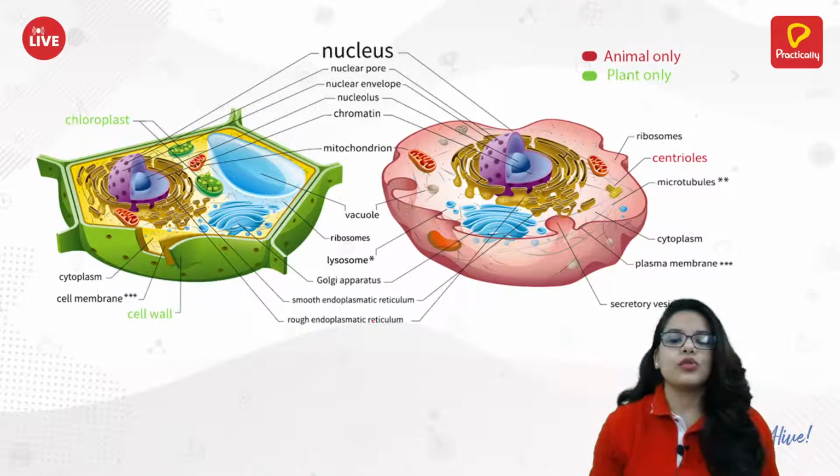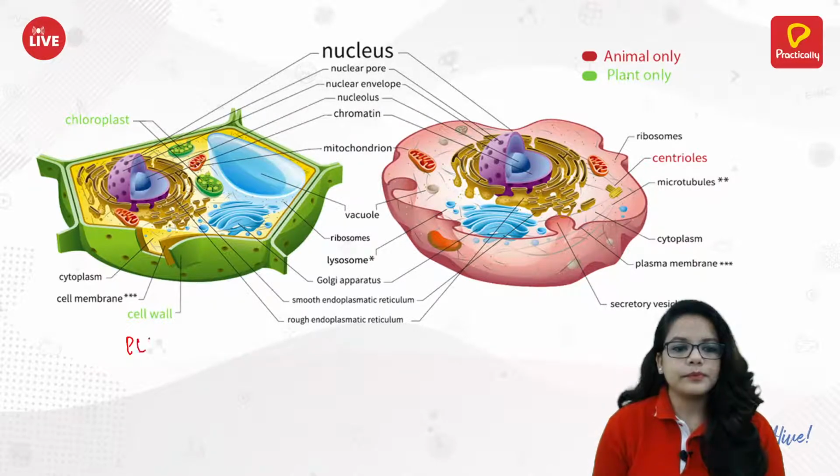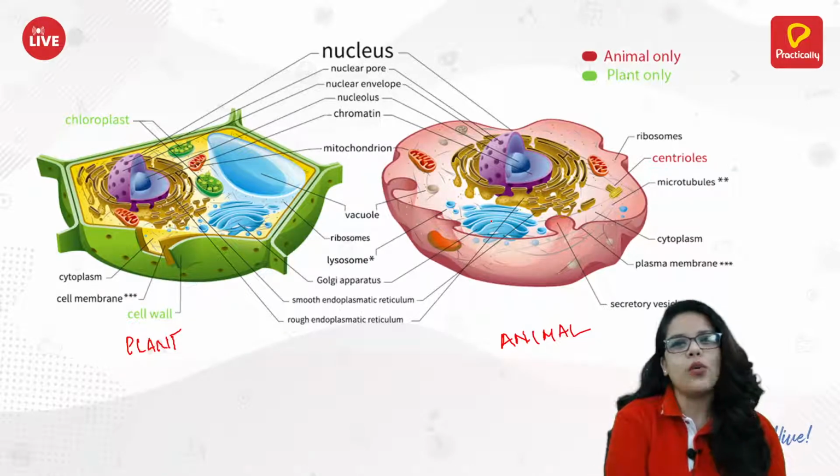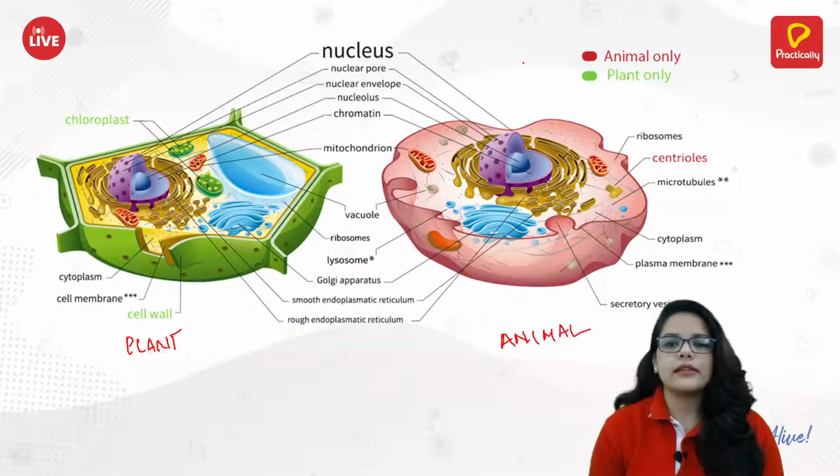So this is how a plant cell and an animal cell look. This is the plant cell, and this is the animal cell. Now, the animal cell, you might see, is mostly oval in structure, oval and kind of irregular. Here, the plant cell is almost rectangular.